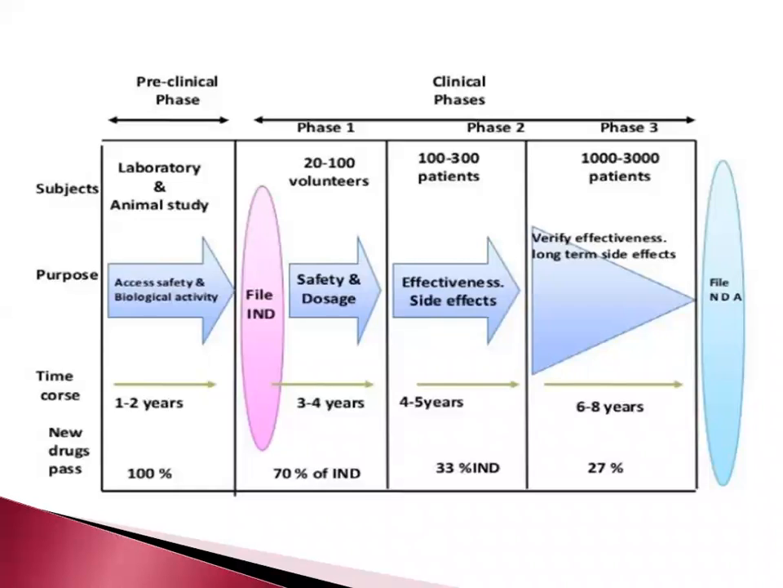In phase 3, the number of patient samples is more than 1000. Generally 1000 to 3000 patients are considered for the phase 3 study. It requires 6 to 8 years. Here we are verifying the effectiveness and the long term side effects of the drug. Okay, long term side effects of the drug we are checking in phase 3. It requires around 6 to 8 years, and around 27% of molecules get passed in phase 3.